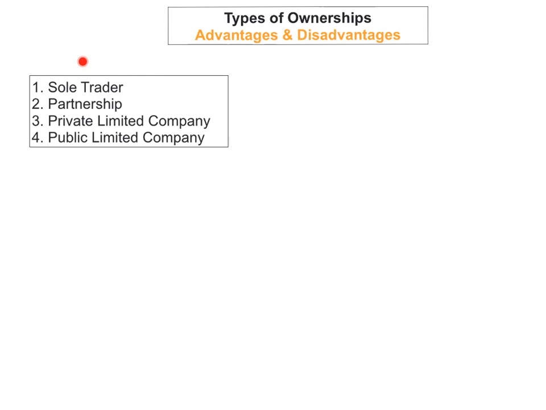Okay, so the first four different types of ownership that you can have in a business that we're going to look at are a sole trader, a partnership, a private limited company, and a public limited company. I've written out the four different types of business ownership that we're going to look at first of all: a sole trader, a partnership, a private limited company, which is an LTD, and a public limited company, which is a PLC.